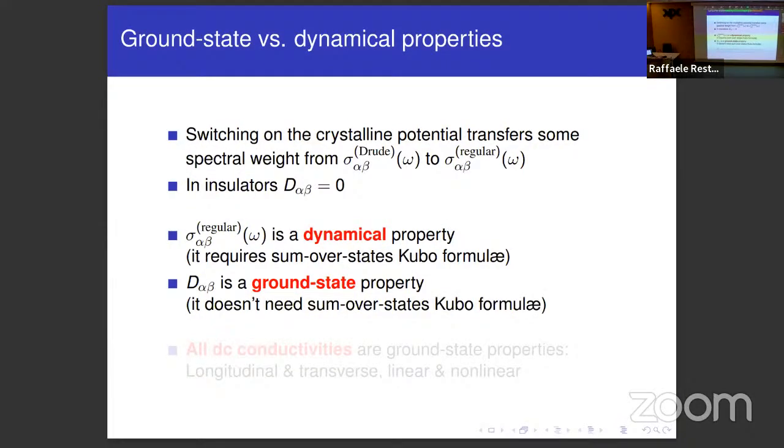Now, the regular part is a dynamical property. There is no way of arriving at it without a Kubo formula, sum over states, and the like. So this is not the theme of this presentation. Instead, the Drude peak is a ground state property; it doesn't need a Kubo formula, doesn't need perturbation theory. It can be retrieved in a different way.